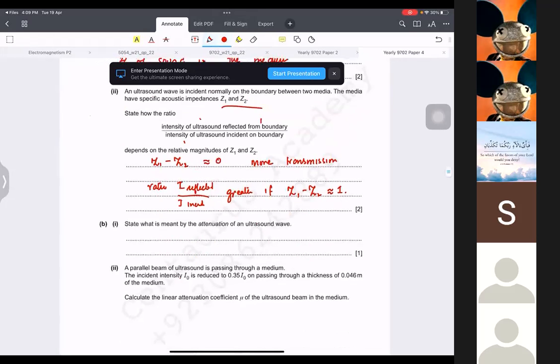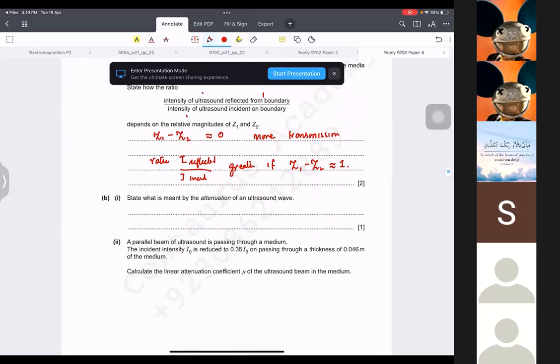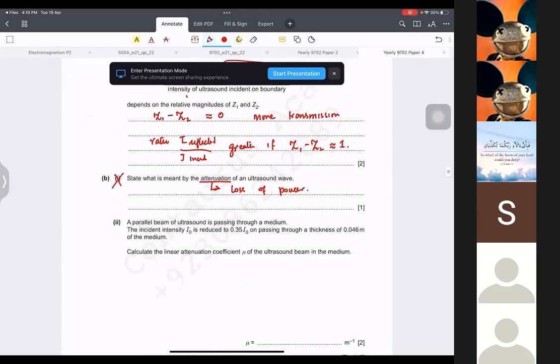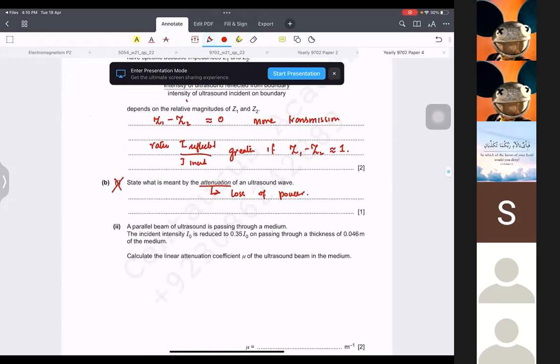Okay, what is meant by attenuation? Attenuation is not in your course anymore. So we're going to pass it. But you should know, it is loss of power. If you write loss of intensity, that would also be acceptable. That's fine. Power is related to intensity. Sir, what about amplitude? Oh, yeah. That's also correct. All of these are related to each other.